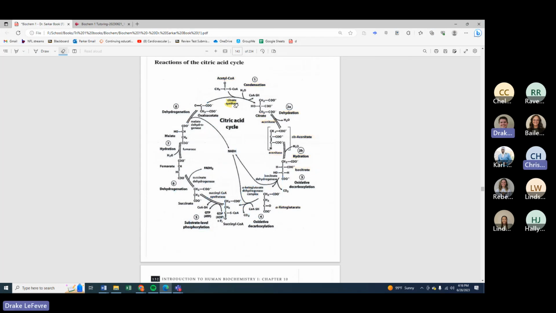I actually have a question. Yeah, what's up? Because I know in his book it says that 2.5 ATP are made from 1 NADH, and there's at least 3 NADHs, so that's like 7.5 ATP. Or am I just thinking of that wrong?